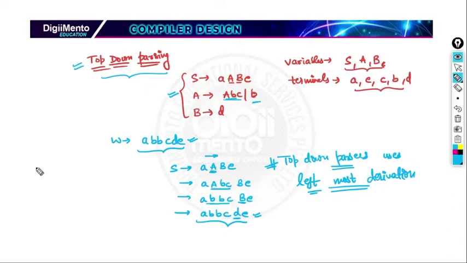Clear? And if you try to draw a parse tree as well for this same thing, you will get something like this. So now we are doing leftmost derivation. So A, B, C, right? And then we are deriving this, and then we are deriving small d. So we will get A, B, B, C, D, E, right? The same string. So this is important. Top-down parsers use leftmost derivation. Clear?